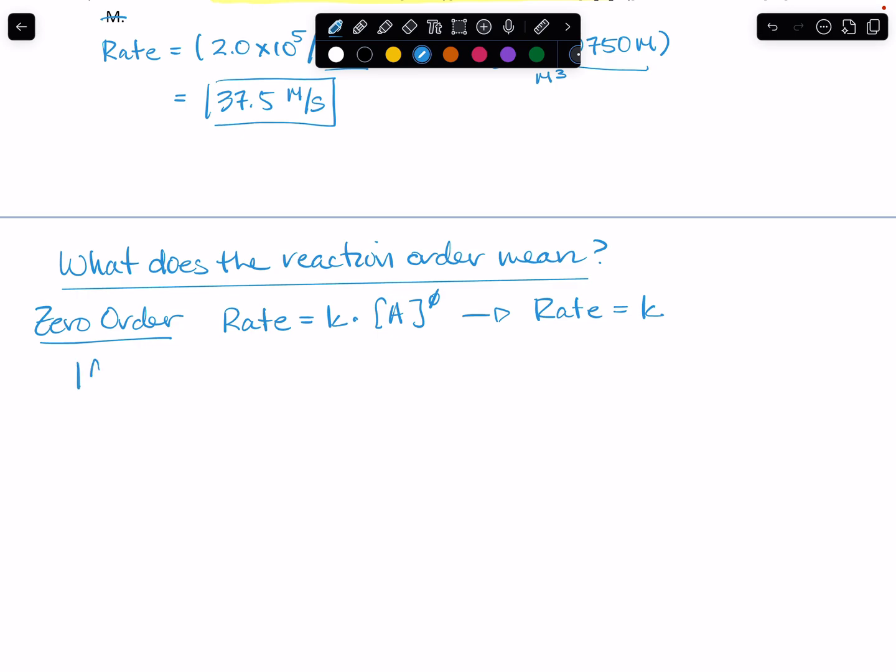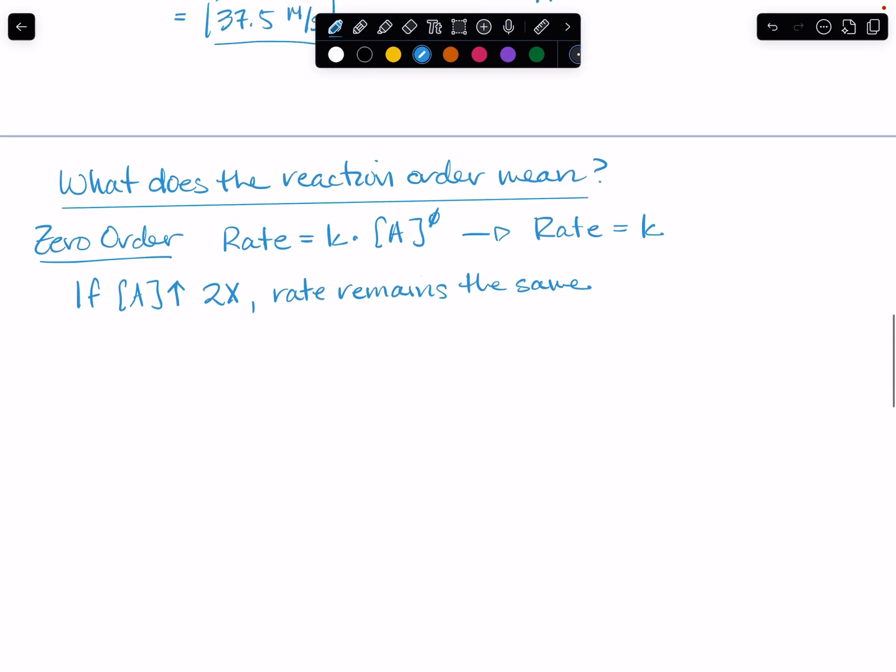All right, so if you do adjust the concentration of A, let's say we increase it by a factor of 2, the rate remains the same, because according to the differential rate law, there's no impact on the rate by that concentration of A. All right, now let's look at first order.